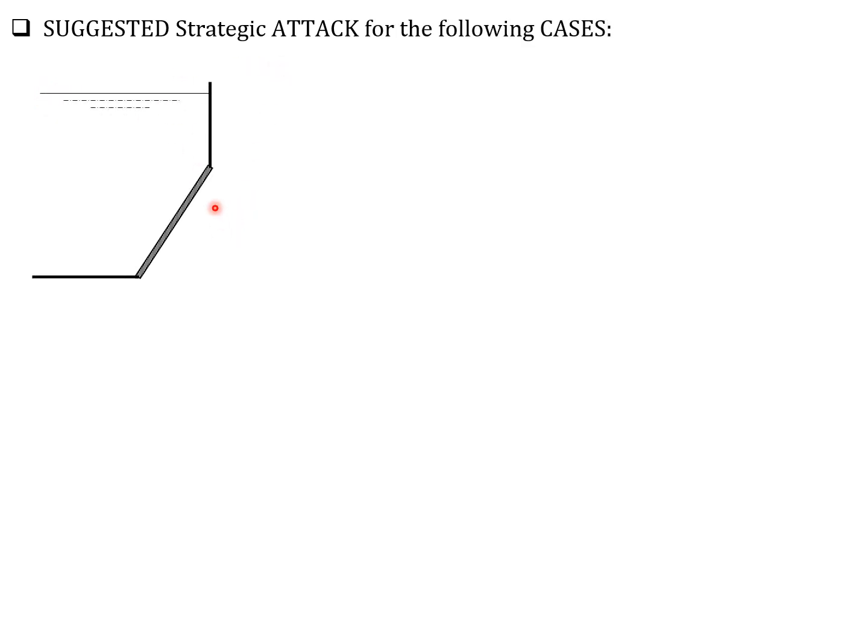So this is the suggested strategic attack for the following cases. For this situation here, where there is only one liquid and the surface is exposed to the atmosphere, you solve for F by specific weight times barred h times area. So that's barred h, so gamma barred h area.